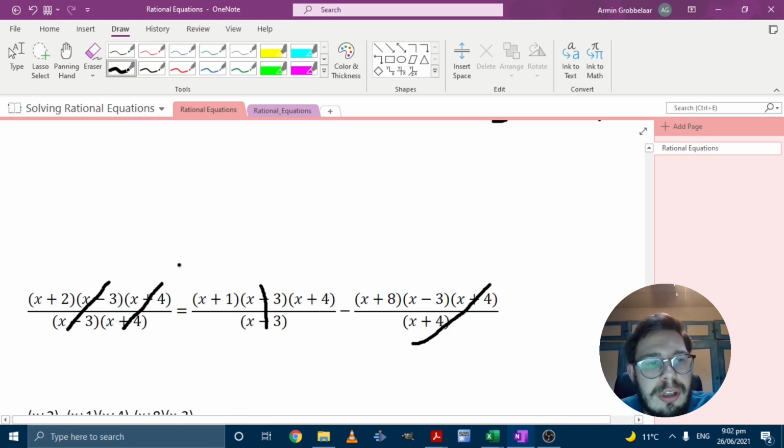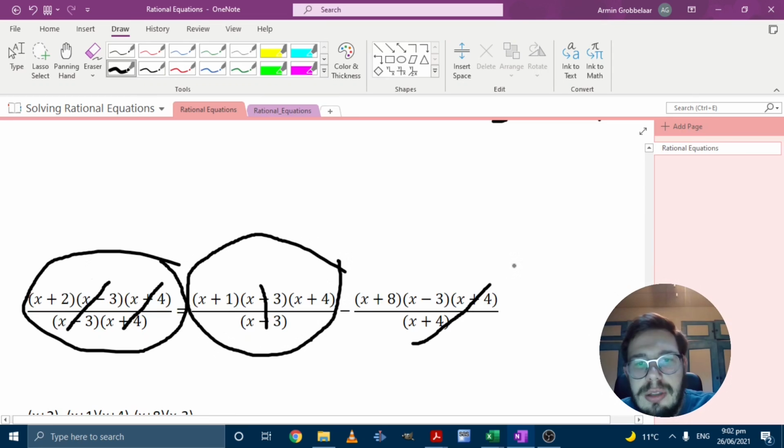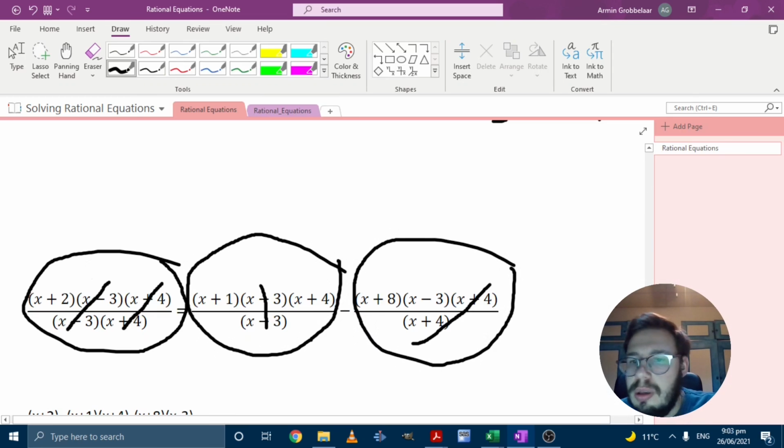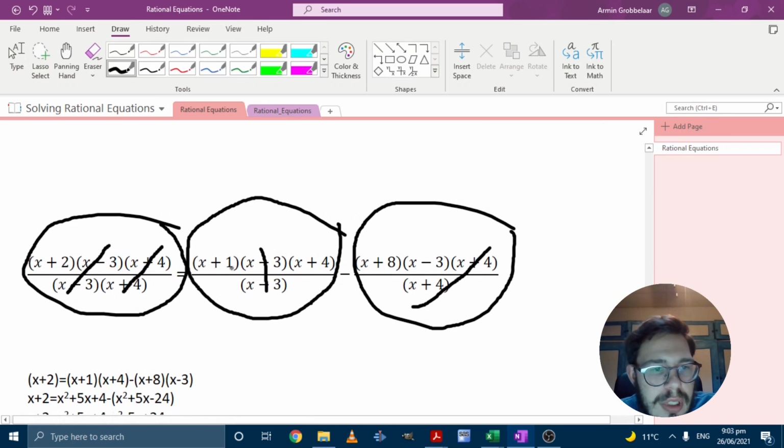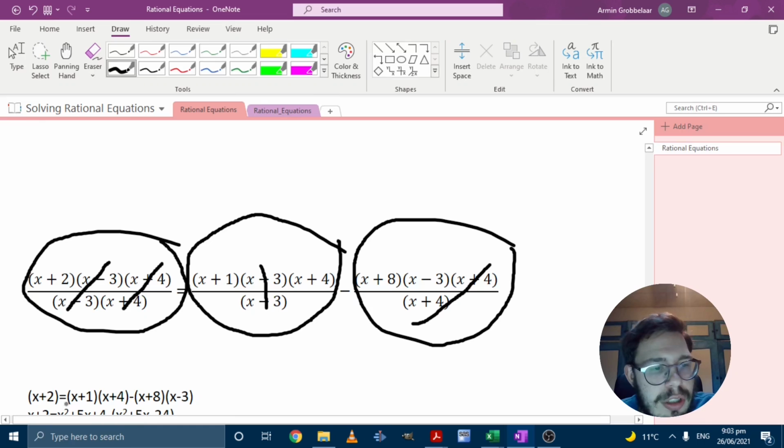So you can do this because there's one term. If there was a plus, we couldn't have done that. But because it's only one term, within a term we can cancel out the pieces. But if there was like x plus 1 plus x minus 3 plus x plus 4 all on different denominators, then we wouldn't be able to cancel it out. So now what we can do, we're left with x plus 2 is equal to x plus 1 times x plus 4 minus x plus 8 times x minus 3.